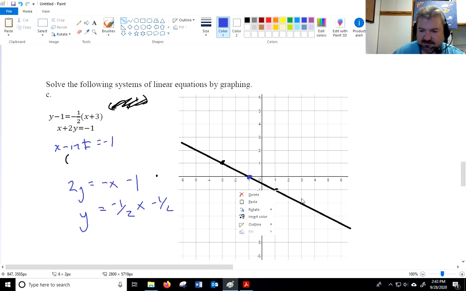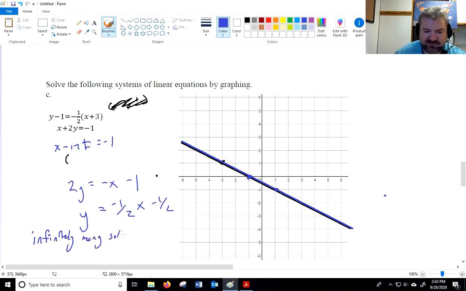What do you notice? This is the same line, y'all. So this graph is the same line twice. And what we say there is that this is infinitely many solutions.